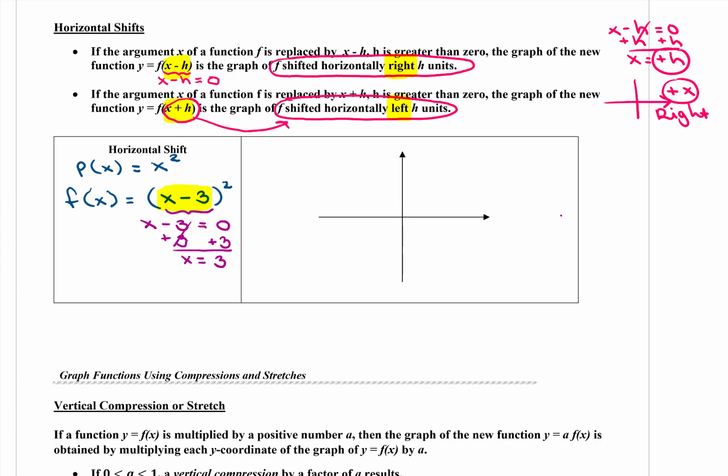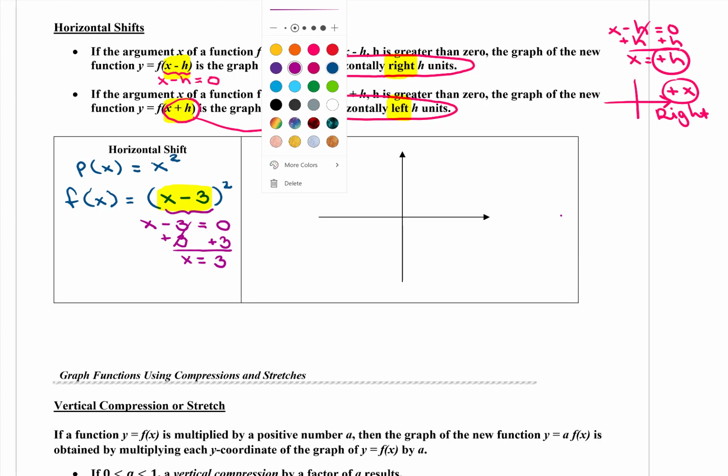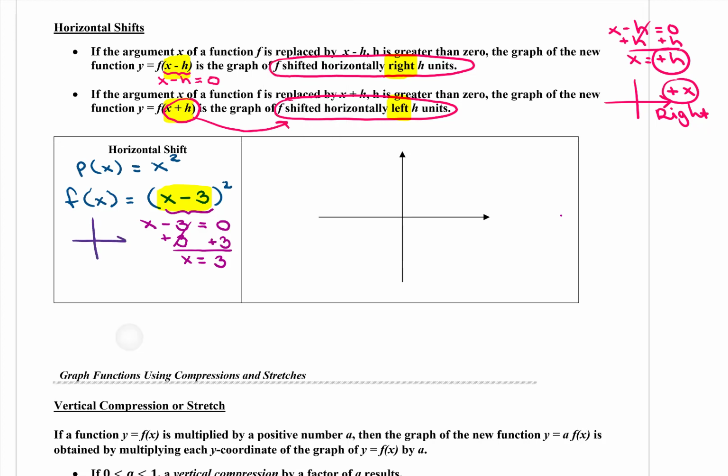So if I solve this for x, I'm going to get x is equal to a positive 3. Because it's a positive 3, I know that if I want to go in the positive direction, I'm going to have to move to the right. So this is basically telling me that I'm shifting my parent graph 3 units to the right, to the positive side. That's what it means. Okay, so we're going to shift p of x equals x squared 3 units to the right.